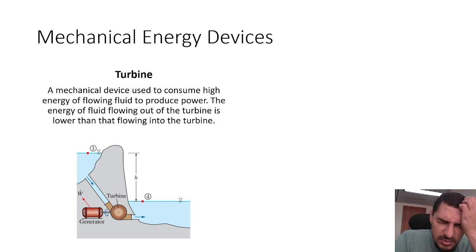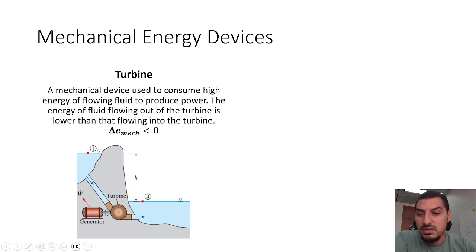So the turbine is a device that is used to consume the energy of the fluid to generate power, mechanical work that can be used to generate power. And that's why delta E mechanical is less than zero. I mean, the energy at point 2 minus the energy at point 1 is negative. So this is the first type.